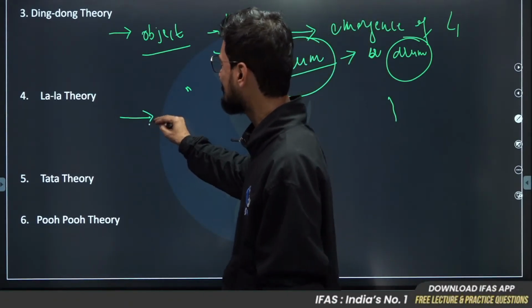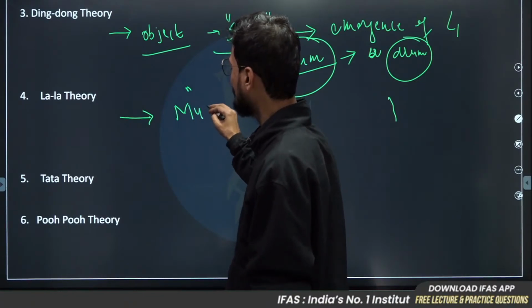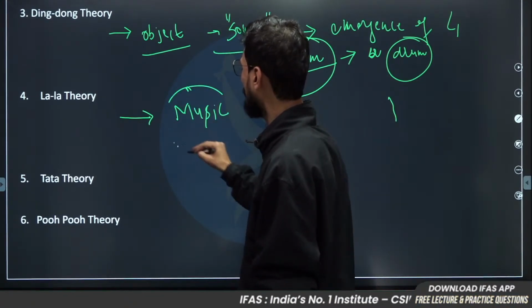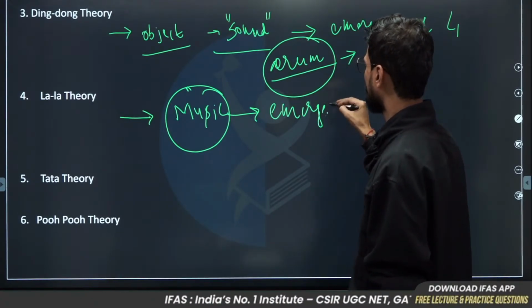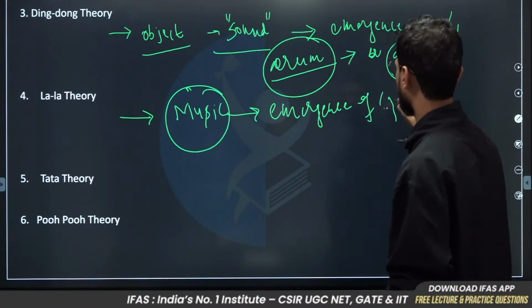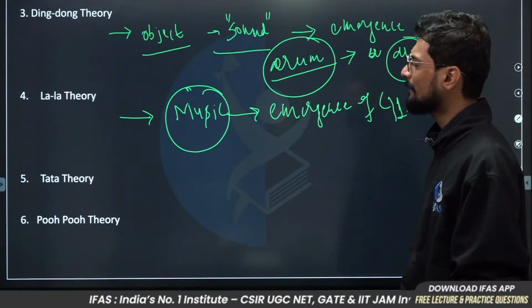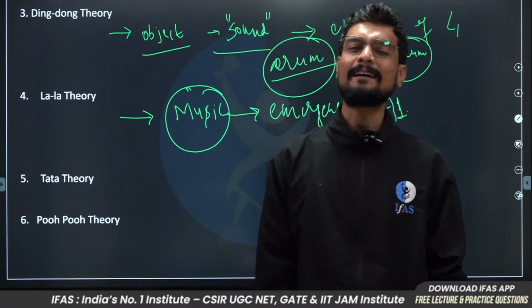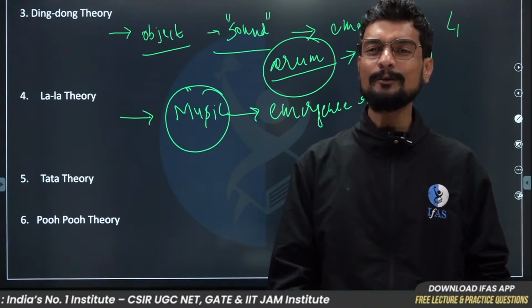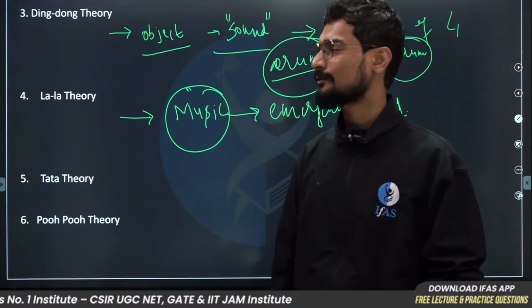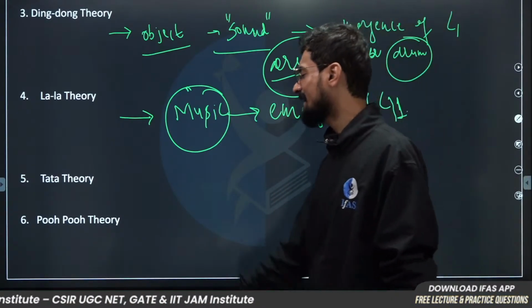The Lala theory states that whenever human beings felt the need for music, from there we have seen the emergence of L1 language. Whenever human beings felt that a kind of language was needed in order to produce musical sounds, this is called the Lala theory. Next one is the Tata theory.